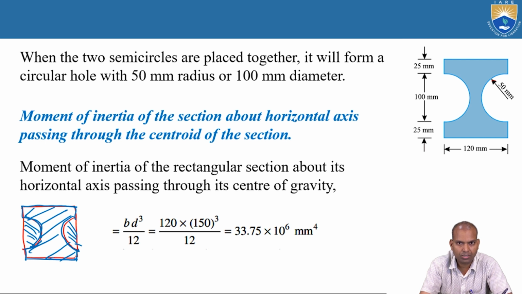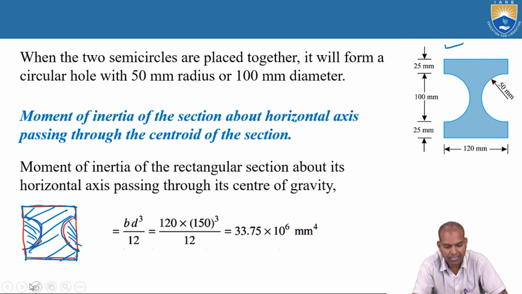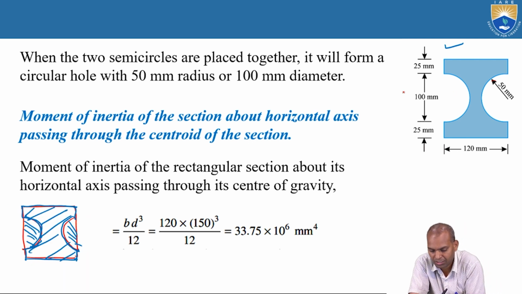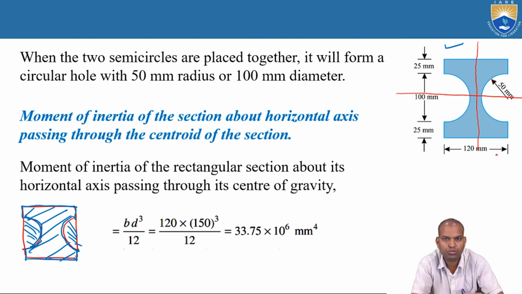We need the moment of inertia of the section about the horizontal axis passing through the centroid of the section. Now, this section is symmetrical about the horizontal axis and the vertical axis. That is why it is a section with two lines of symmetry. It is symmetrical about horizontal and also about vertical.